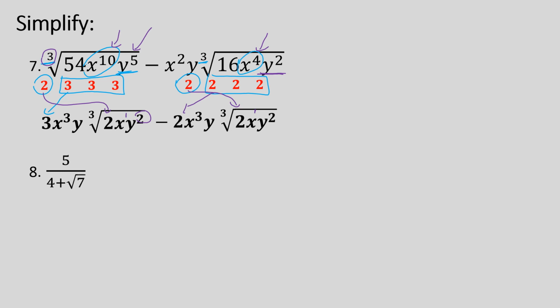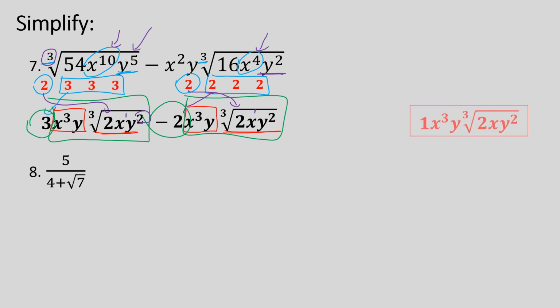So at this point, we can see that these 2 match exactly. The variables, so their exponents are both x cubed y, they also match. So these are like terms. We have 3x cubed y cube root 2xy squared minus 2x cubed y cube root of 2xy squared. So we're just going to subtract these coefficients. 3 minus 2 gives us 1 of this whole thing, which is the same in both of them. Subtract the coefficients and we get 1 x cubed y cube root of 2xy squared.